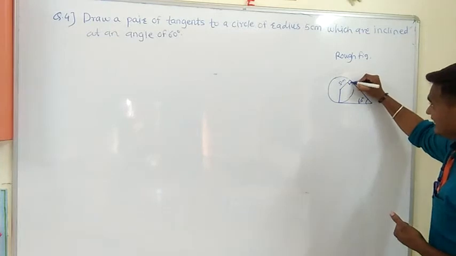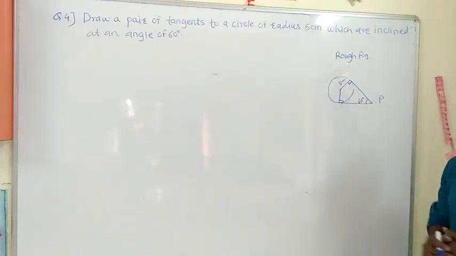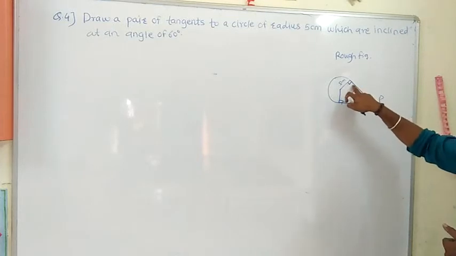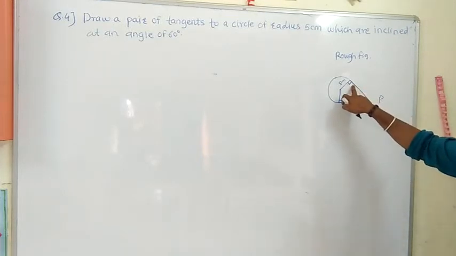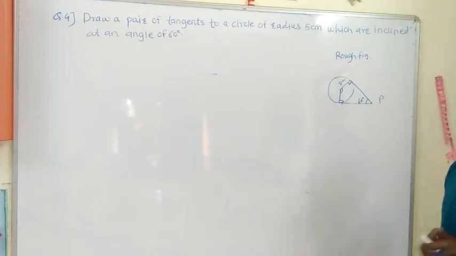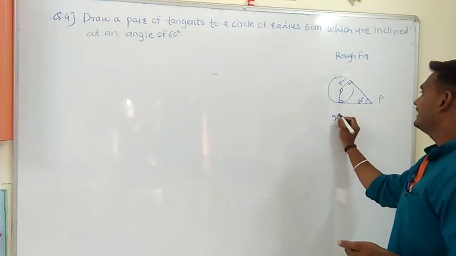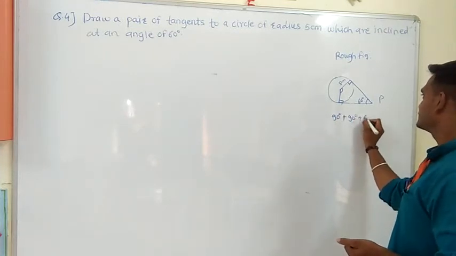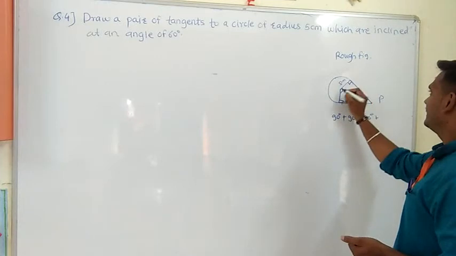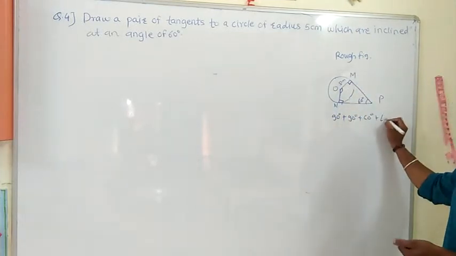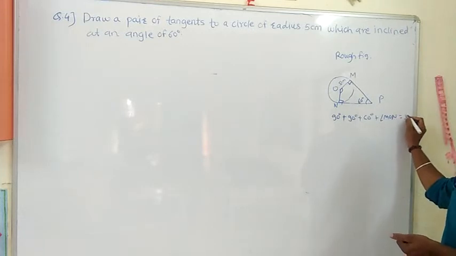Then we know this angle is equal to 90 degree. These two angles are angles between the radius and the tangent, and each is equal to 90 degree. Then what about this angle, the angle between the radii? By using the angle sum property of a quadrilateral, we can find it: 90 degree plus 90 degree plus 60 degree plus angle MON, I will name it O, M, N, is equal to 360 degree.